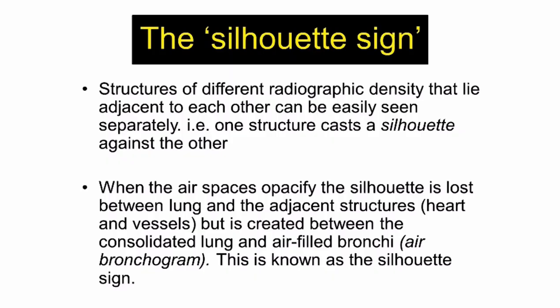To summarize, structures of different radiographic densities that lie adjacent to each other can be seen separately. When the air spaces opacify, the silhouette is lost between the lung and the adjacent structures, but is created between the consolidated lung and air-filled bronchi. This is known as the silhouette sign.